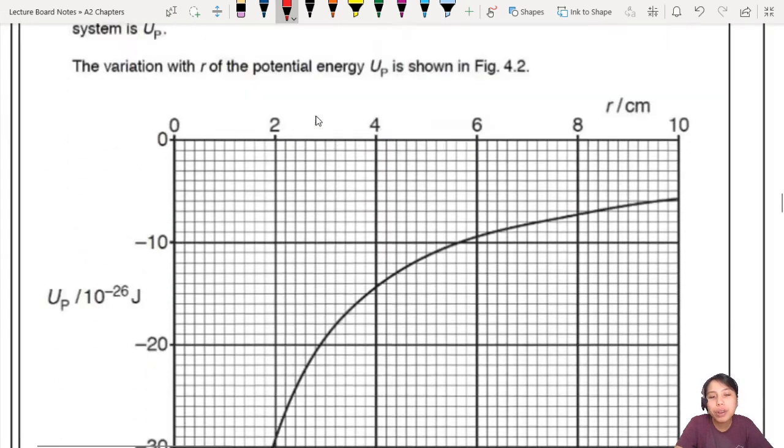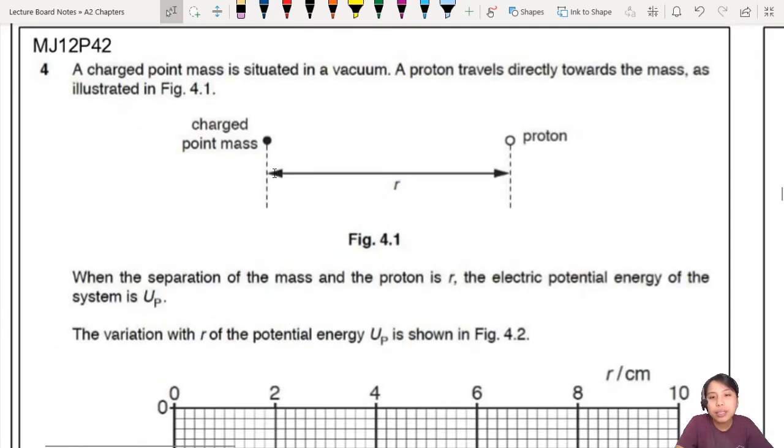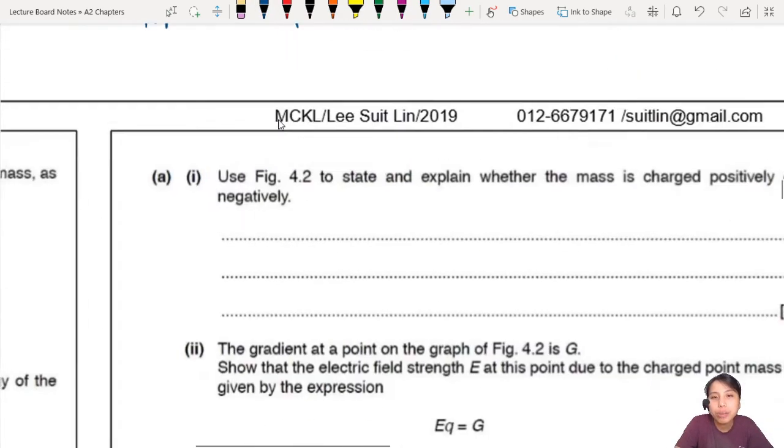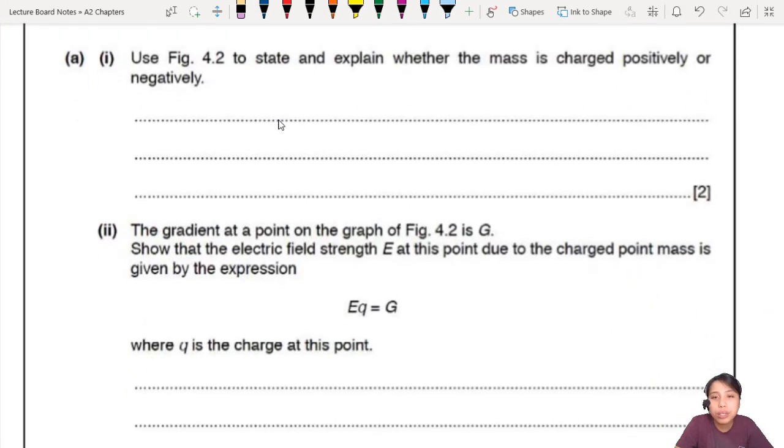This graph comes from this particle going closer to the proton. Or if you want to think of it the other way, the proton is traveling towards the mass. Okay, that's easier to think about. So this proton is going towards the mass, closer and closer and closer. So what are we trying to do here? What's the question? Use a figure to state and explain whether the mass is charged positive or negative.